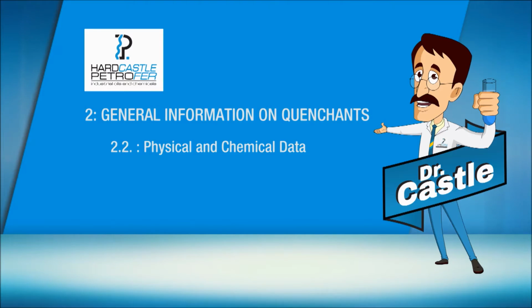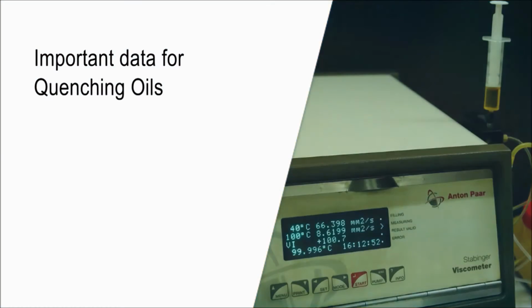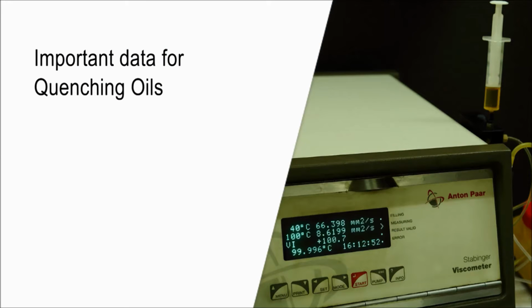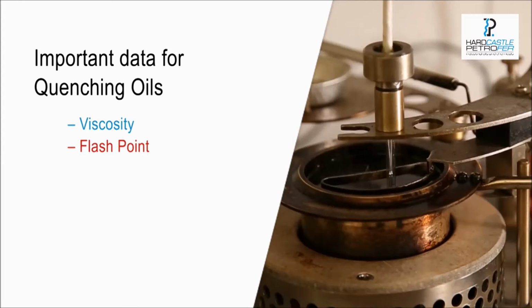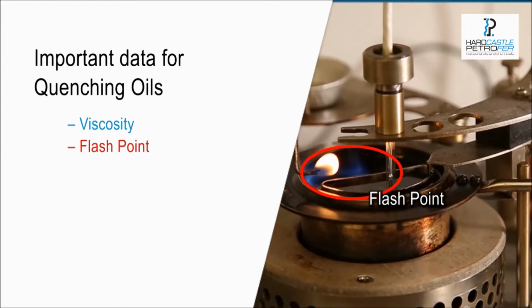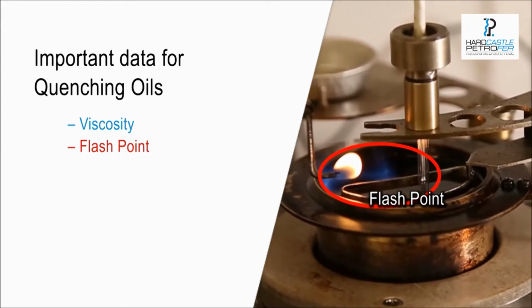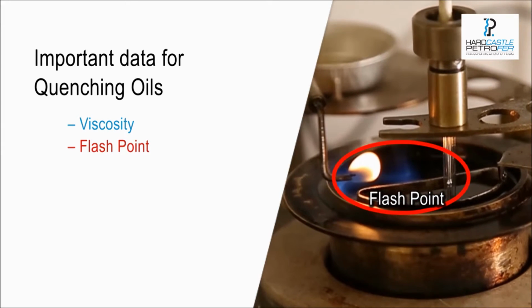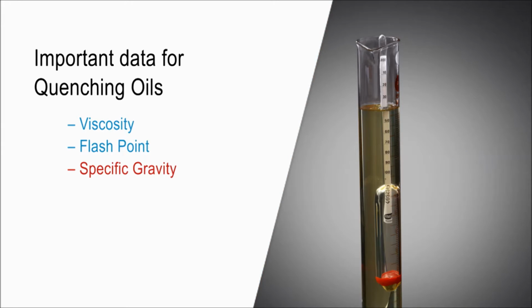Okay, now we shall move on to discuss one of the most important aspects of selection of suitable quenchants: physical and chemical data. Important data for identification of quenching oils typically are viscosity, flash point, specific gravity.